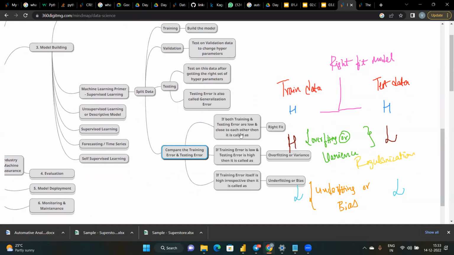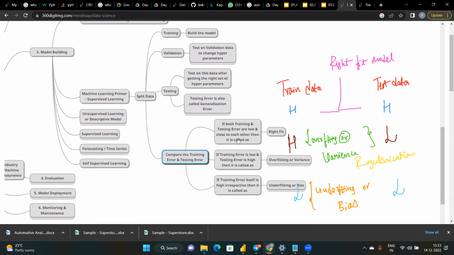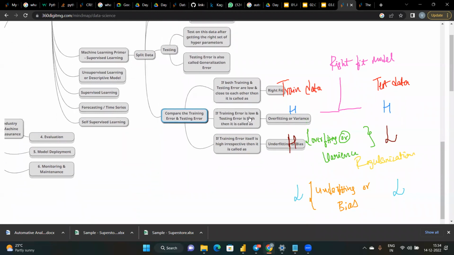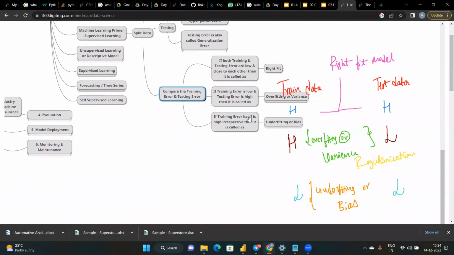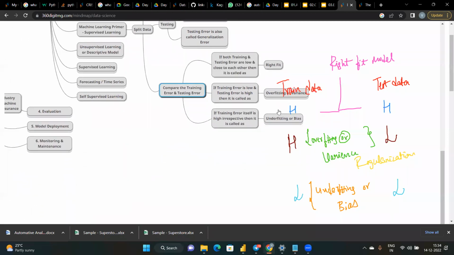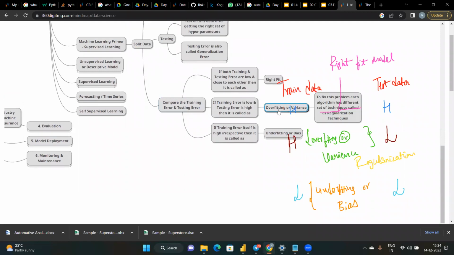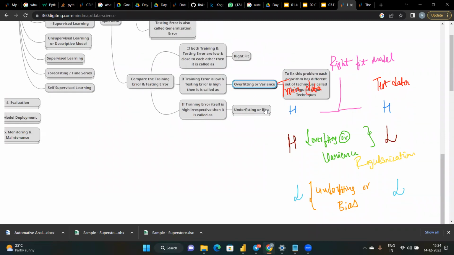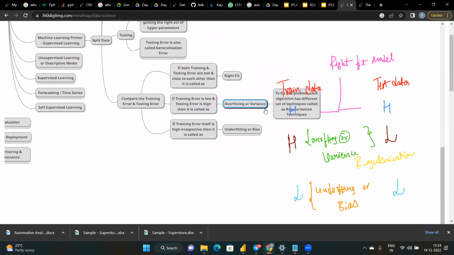If both training and testing error are low and close to each other, then it is called a right fit. Okay. When errors are low, in the sense, guys, here I have said if both are high, the same thing. Don't get confused. If training error is low and testing error is high, then it is called overfitting. It's the same thing. Training is high, testing is low, then it is called overfitting. Okay, guys. If both are low, it is called underfitting or bias. To fix this, we are going to use regularization, where it's going to fit a data set into a model.